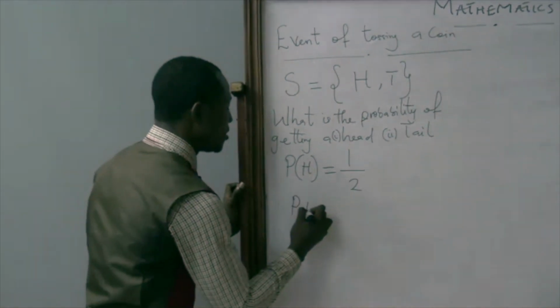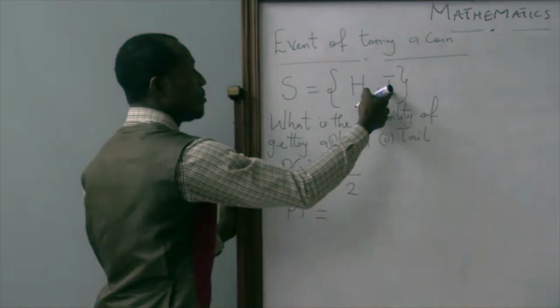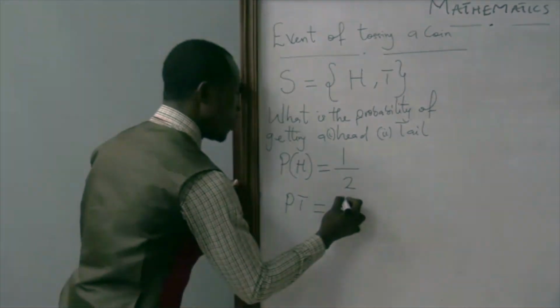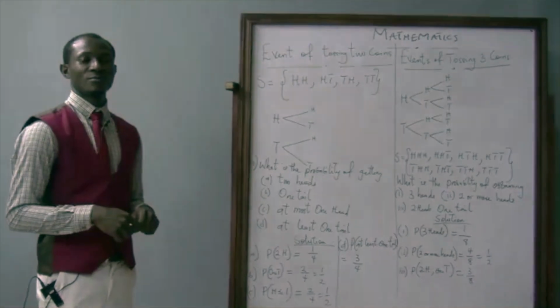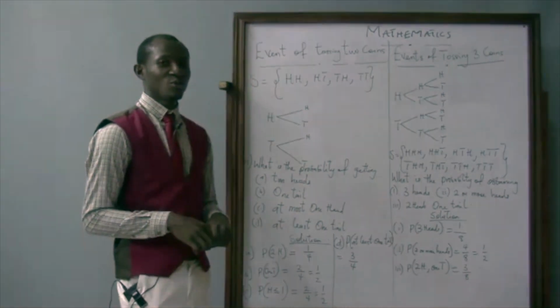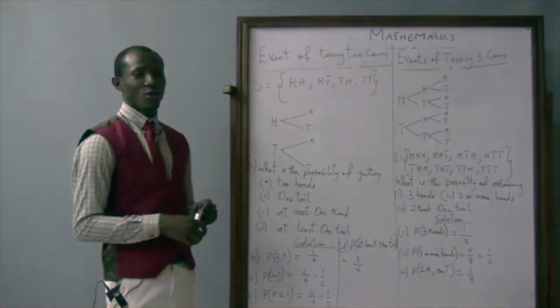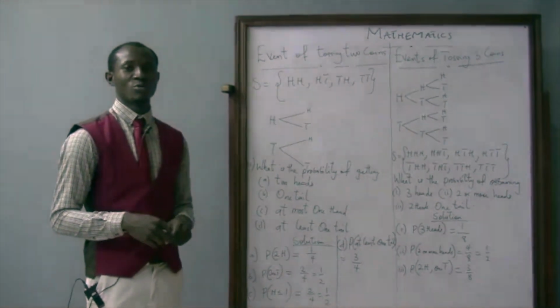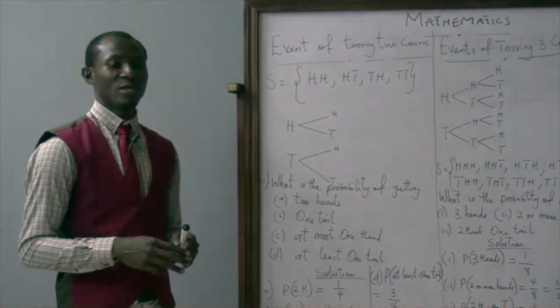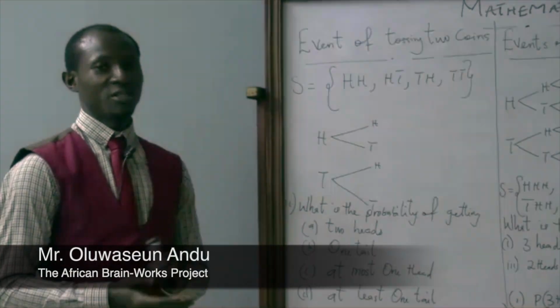Probability of getting a tail will also be how many tails do we have? 1. Then how many outcomes do we have altogether? 2. The first one we considered was the event of tossing a coin, and we noticed that we had just 2 outcomes. The sample space could either be a head or a tail.